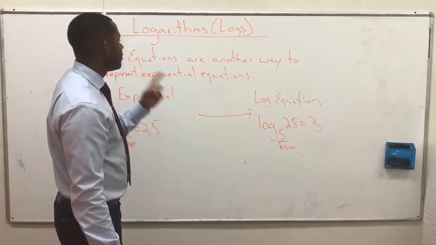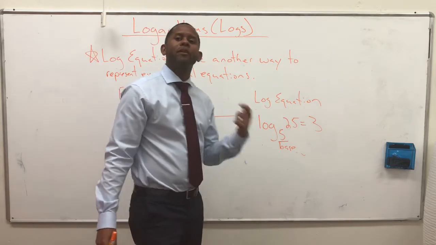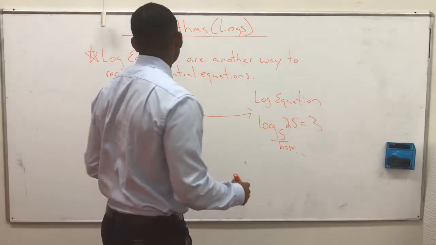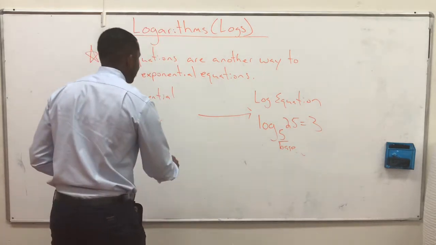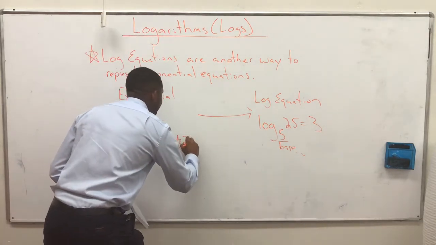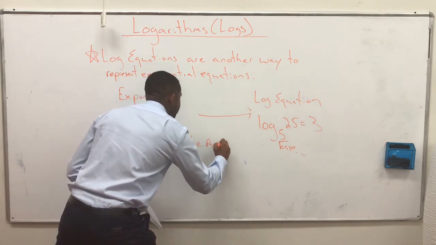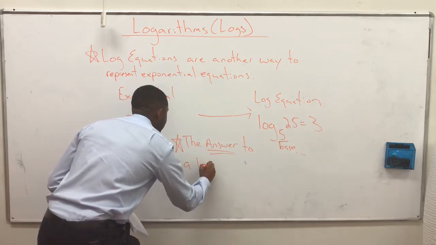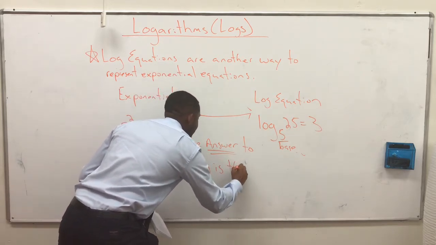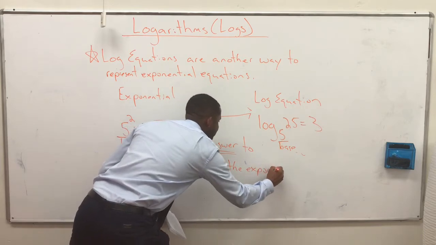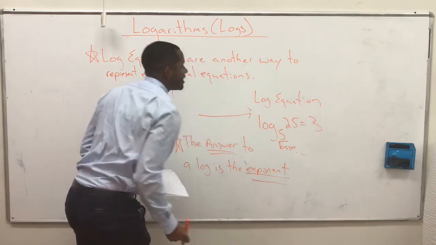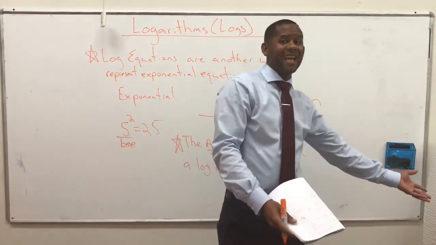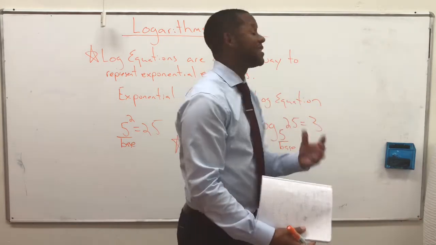Now the thing about logs is that logs help us find the missing exponent. The answer to a log is the missing exponent. Actually, I'm going to write that right here: the answer to a log is the exponent. And that is the key. The answer in a log is always the exponent. What you're normally looking for is not that. Logs help us find missing exponents.